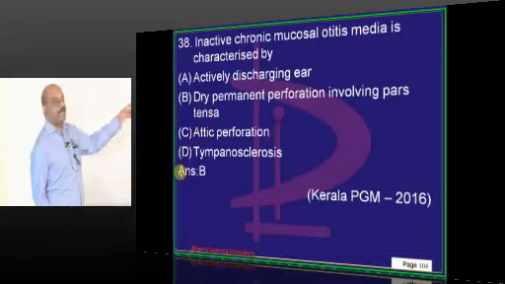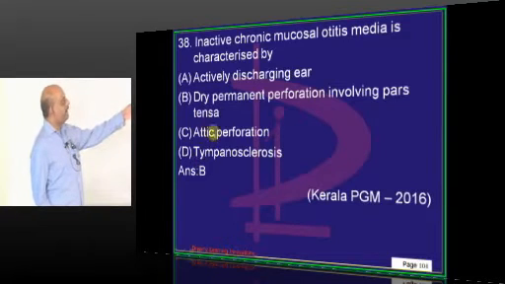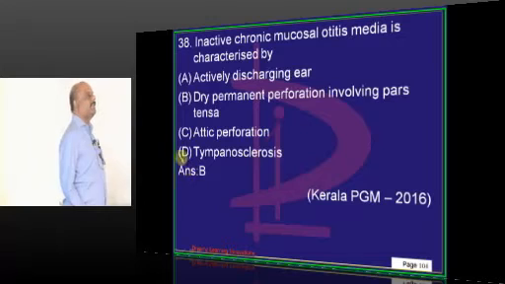Dry. Inactive is dry. Active is wet. Common sense wala thinking. So, no, but he is asking, what is the common location for the perforation? Is it in the pars tensa or in the attic? Pars tensa. Attic is dangerous perforation. No? It doesn't come into that group.